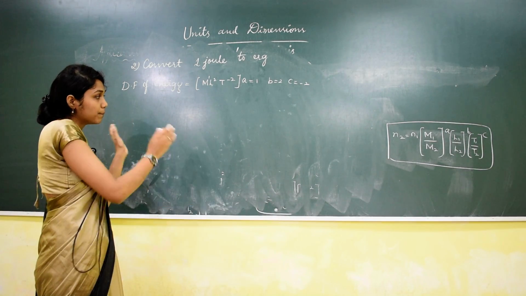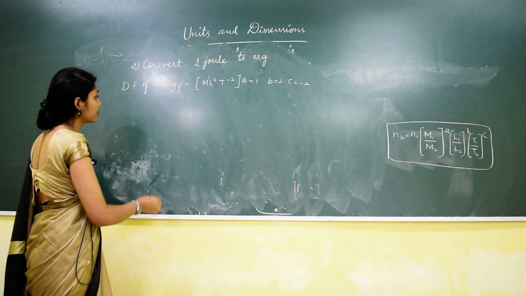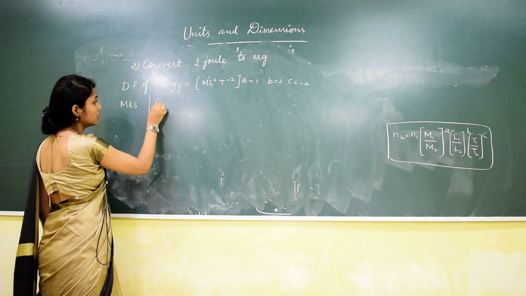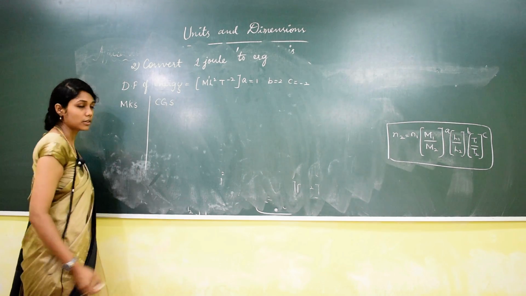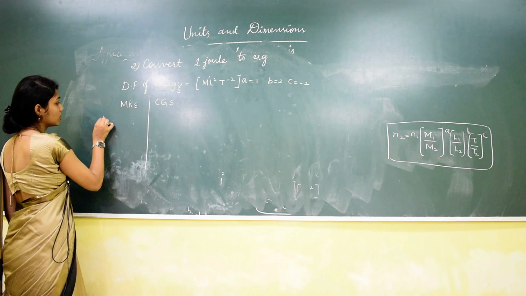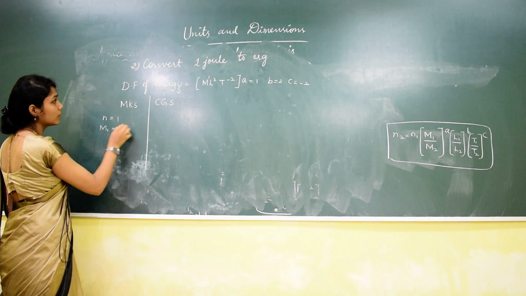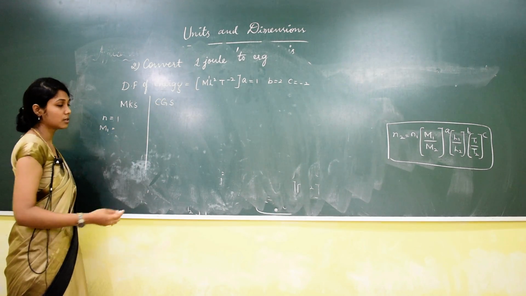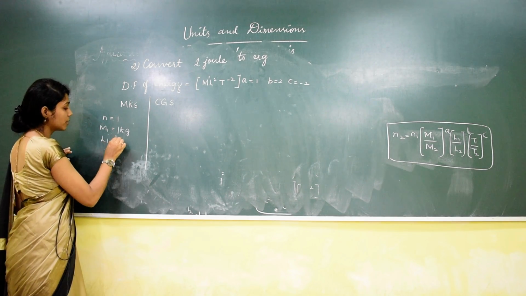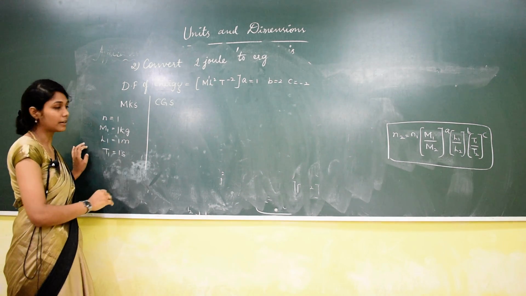Before that we are going to separate the units from MKS to CGS. So in MKS, we'll write MKS here, and this is my CGS unit. What is the value of N1? N1 is equal to 1. What is the value of M1? M1 is mass, which is represented in terms of kg in the MKS system. L1 is 1 meter and T1 is 1 second.